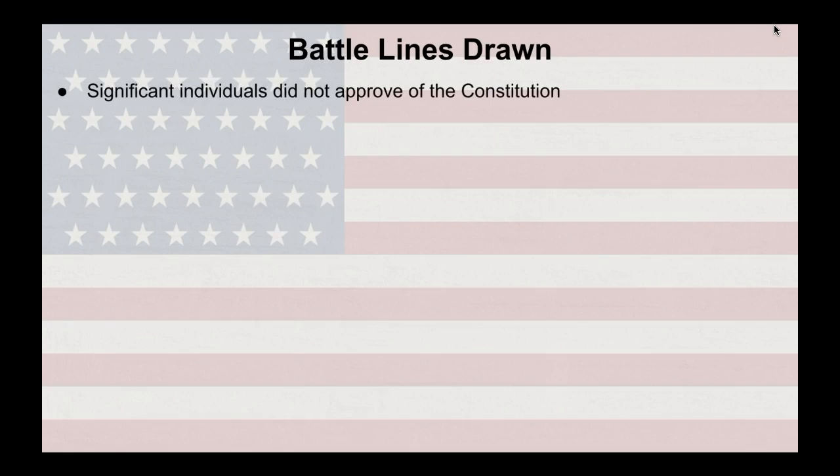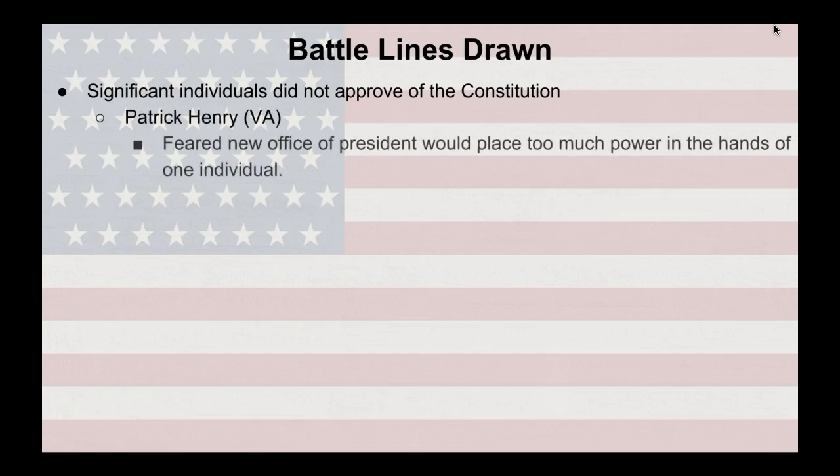And so we're going to see some significant disapprovals of the Constitution. There's going to be some very significant people who come out against the Constitution for a number of different reasons. First of all, Patrick Henry. He fears that the new office of president would place too much power in the hands of one individual. They just fought the king. They didn't want to have another autocracy, and so he was really afraid of this new president creating a situation where they would expand their power too far and limit the rights of the individuals.